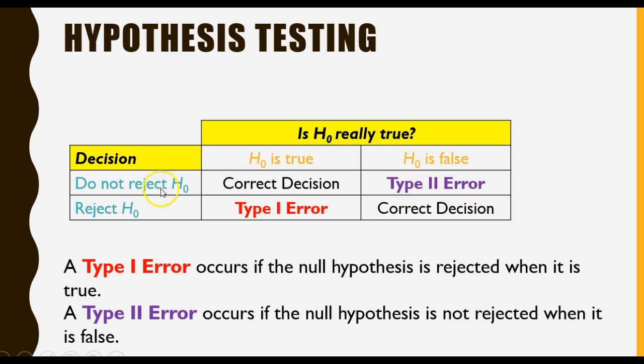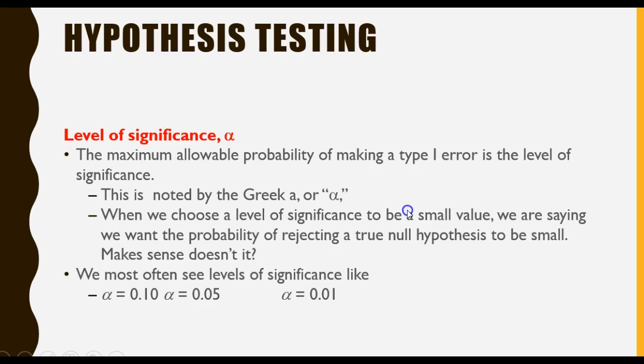If we do not reject H sub 0 or H naught, the null hypothesis, we could make the correct decision. Hopefully we will. If we reject it and it is actually true, that is what's known as a type 1 error. If we say that the null hypothesis is false and we fail to reject it, it's a type 2 error. If we say the null hypothesis is false and we do reject it, of course we made the correct decision.